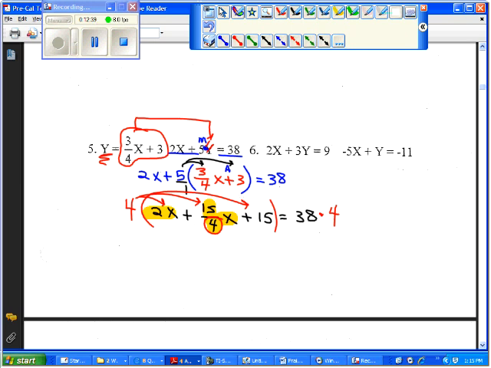Now, this is standard practice in college algebra, so we would expect that you would do it this way. So 4 times 2x is 8x. Now, what's going to happen when the 4 hits the 15 fourths? The 4's cancel, so you have plus 15x. And then the 4 times the 15 is 60. And then 4 times 38 is 172. Wait, 120 and 32, 152. Whoops.